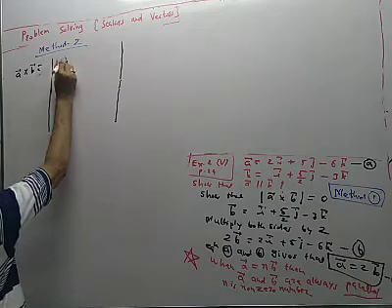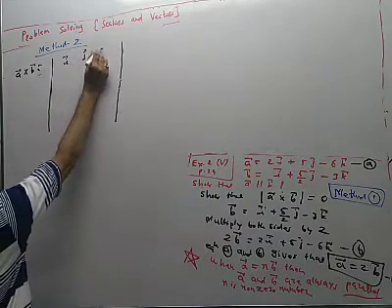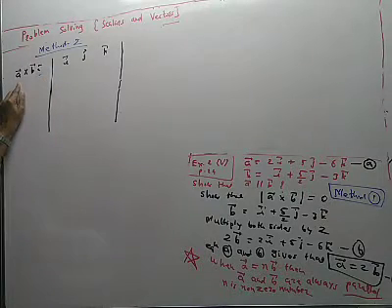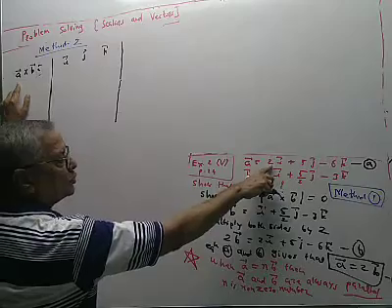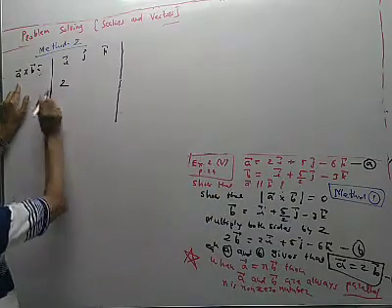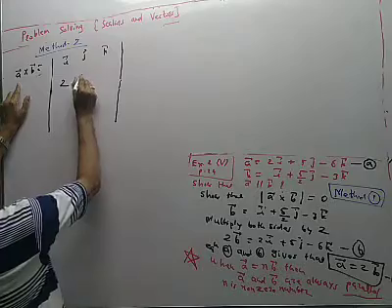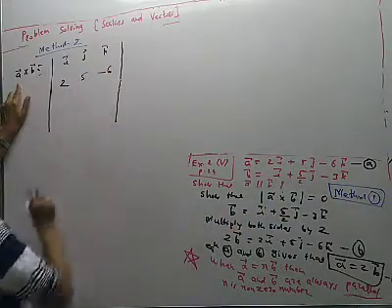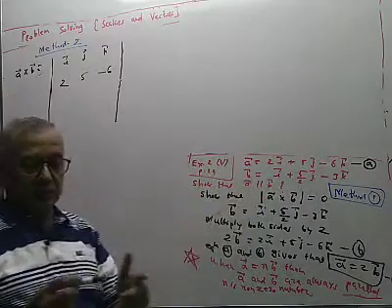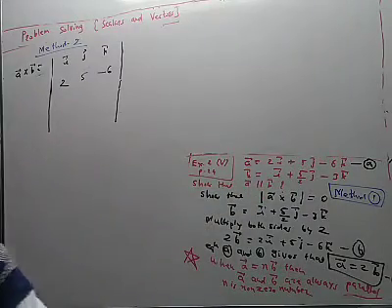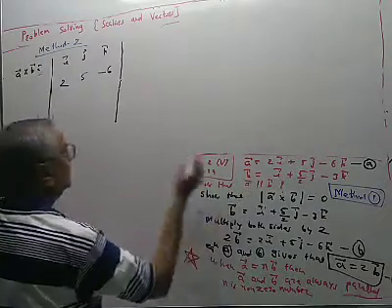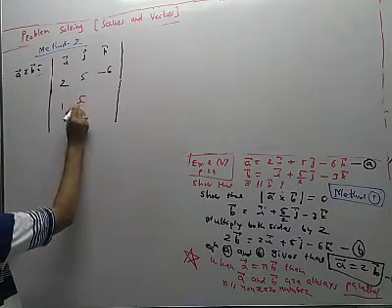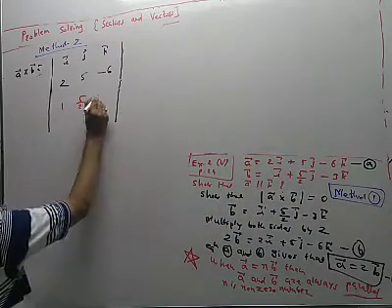So the first row of the determinant is i j k. This is a 3 by 3 array. The second row is for vector A, the x component of vector A. So x component is 2, y component is 5, and z component is -6. Now the components of B. B has component 1, this is 5 by 2, and this is -3.